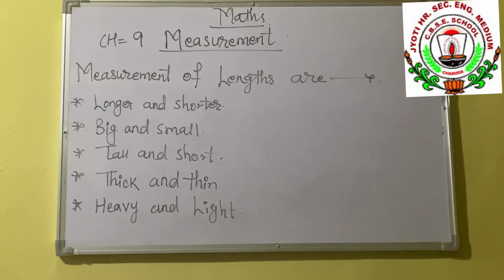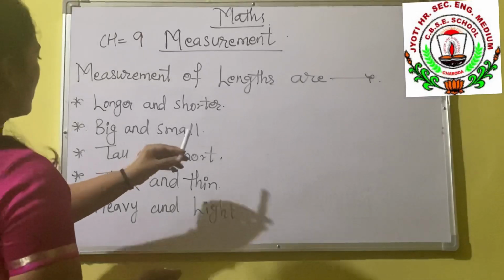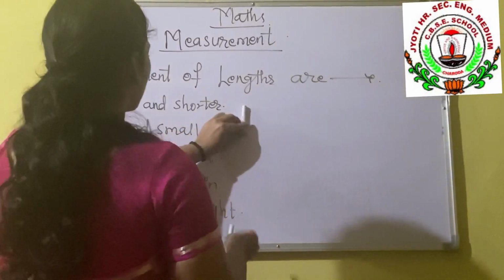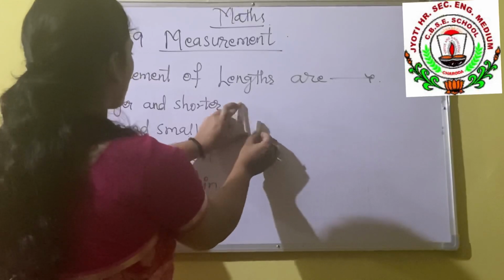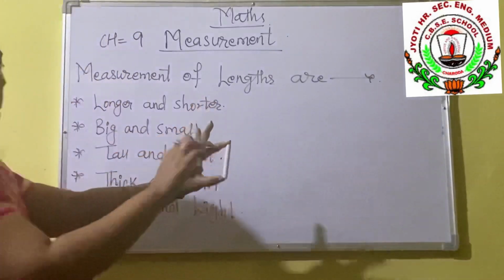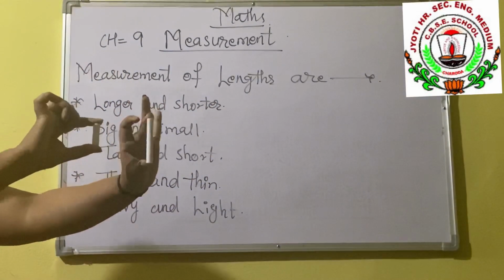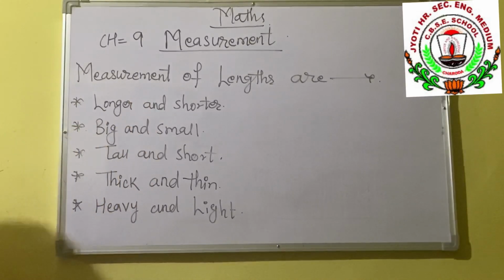Now second one is big and small. Here I am having chalk with myself. Here big chalk is there and this one is small chalk. You can see children, this one is big and this one is small. Now next one is, what is next? Tall and short.